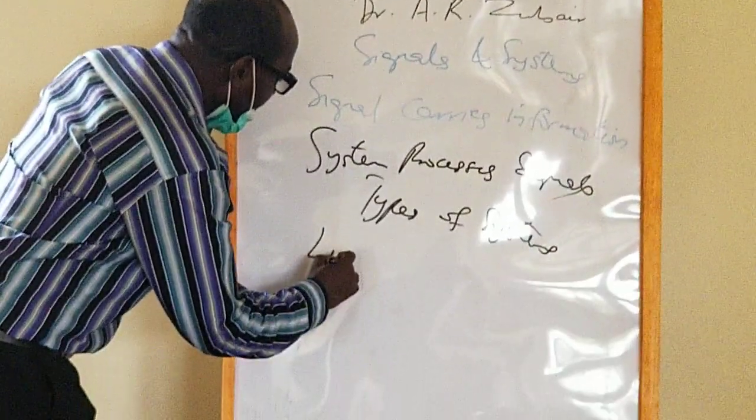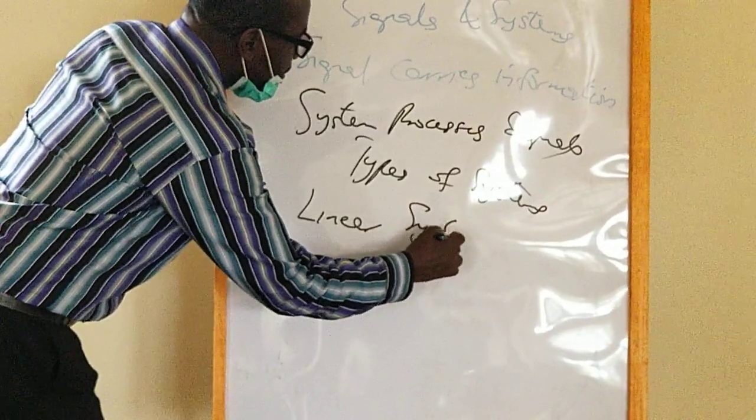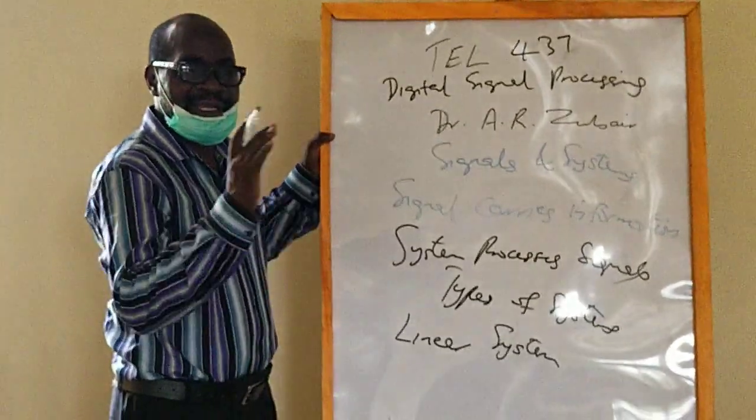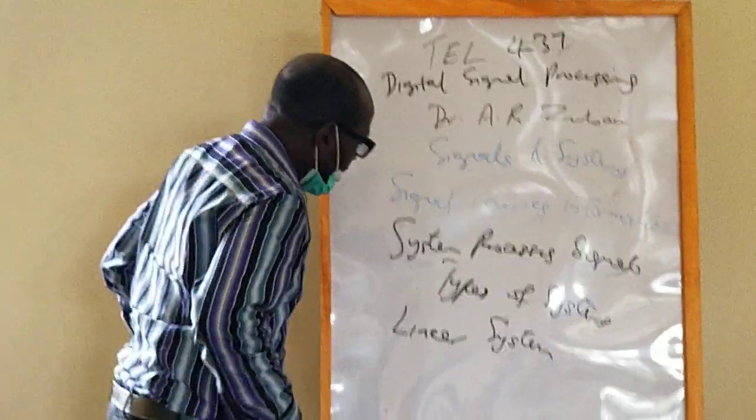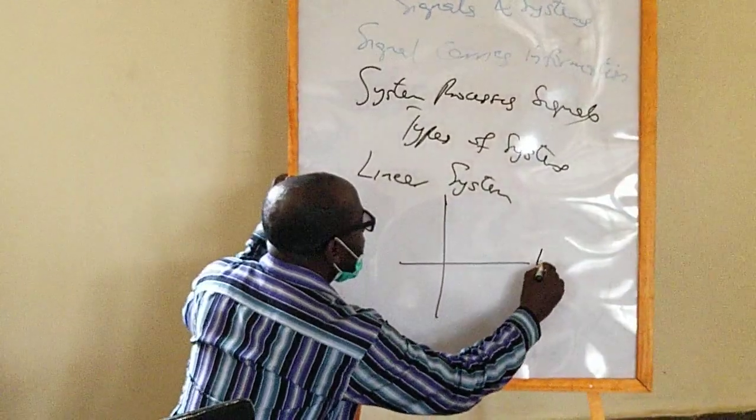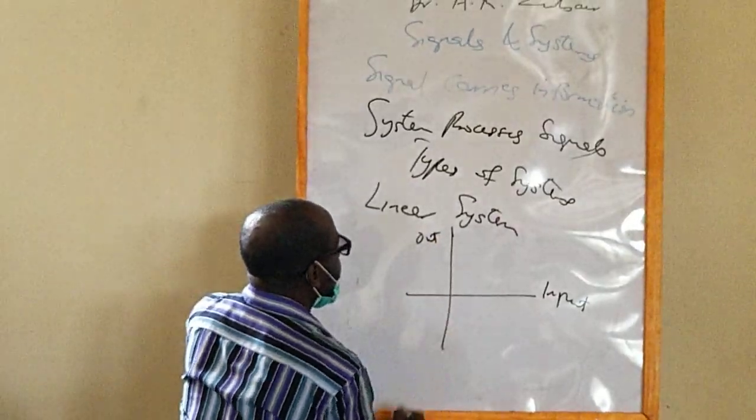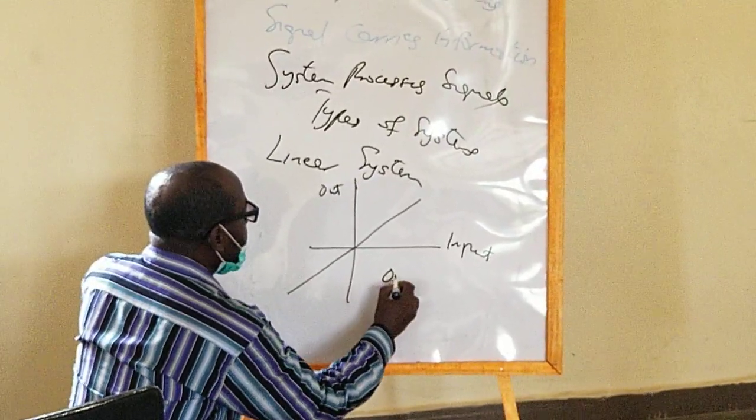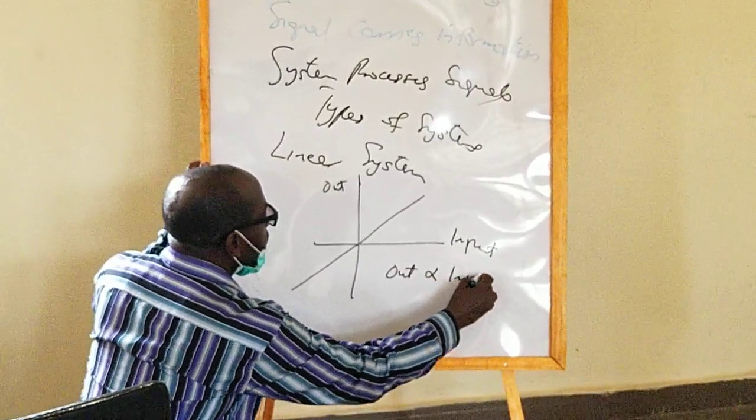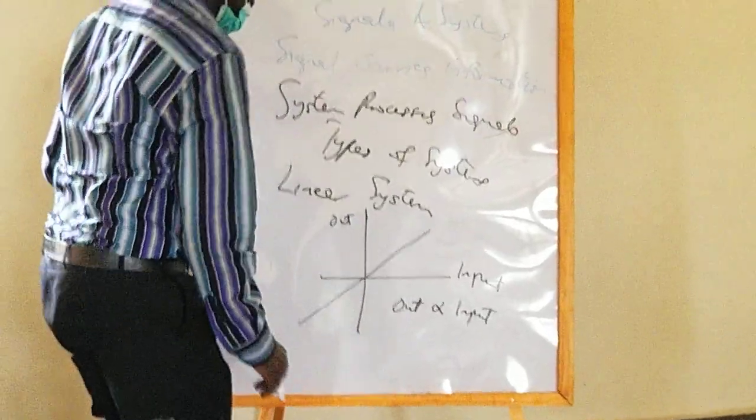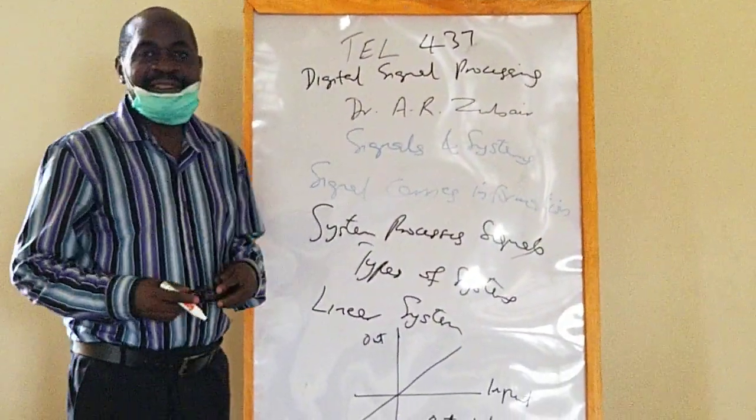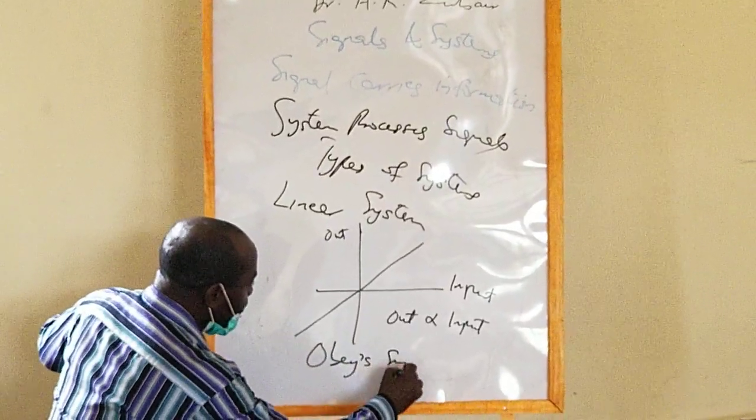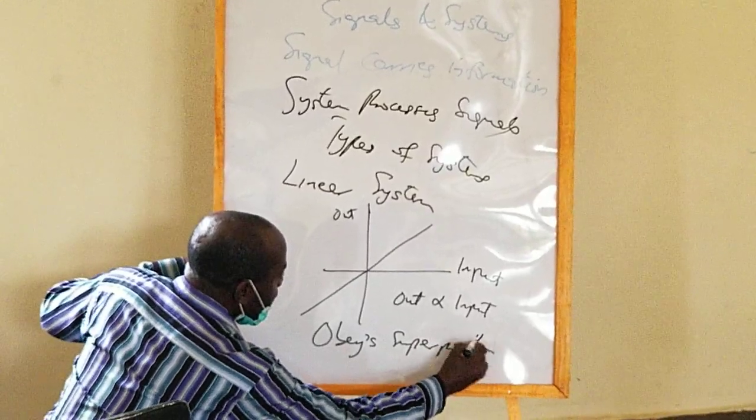We can talk of a linear system. A linear system is a system such that the relationship between the input and output is a straight line through the origin. That is, if this is the input and this is the output, the relationship between the input and output is a straight line through the origin. Output is proportional to input, and it's a straight line through the origin. This is what we call a linear system. A linear system obeys the superposition theorem.